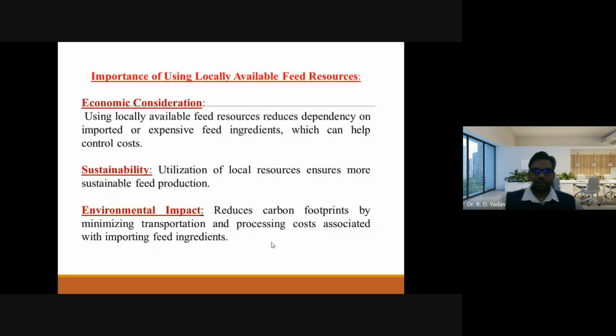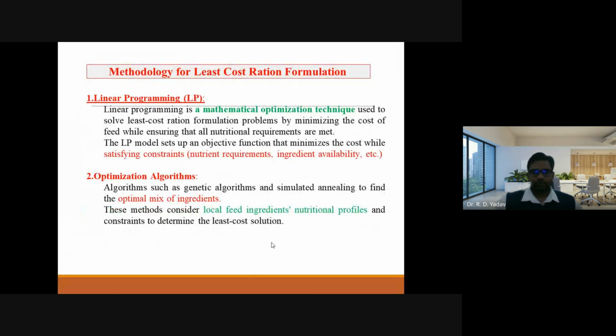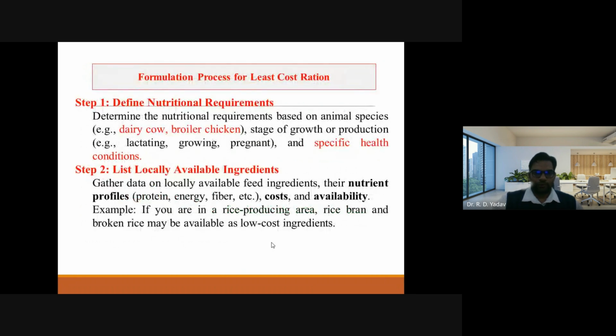So the importance of using locally available feed resources: economic consideration, they are low in cost, and sustainability. If you are using locally available feed resources, they will be available all the time, and there is an environmental impact also. So the least cost ration methodology is linear programming, which I have already discussed. It is a mathematical optimizing technique and uses an optimization algorithm.